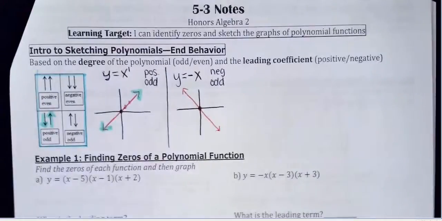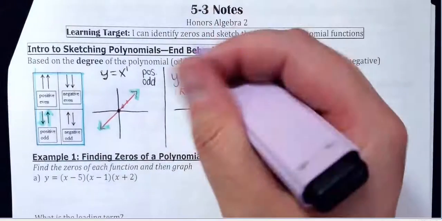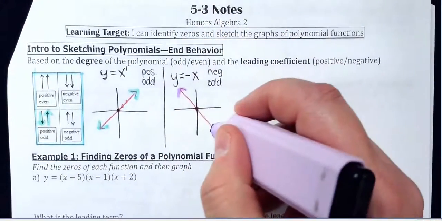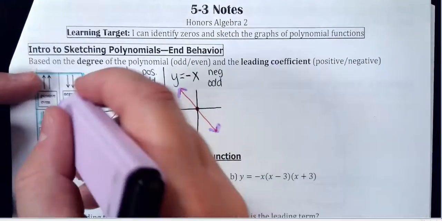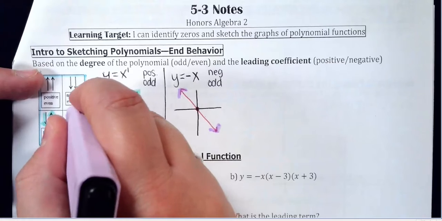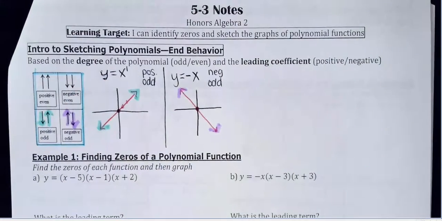Now, if I'm negative and odd, my end behavior actually goes up to the left and down to the right. So that's what you have in this little chart, up to the left, down to the right. Another good way to remember this: if you have an odd function of any kind, an odd polynomial, the end behavior is opposite. They always go in opposite directions when you're odd.